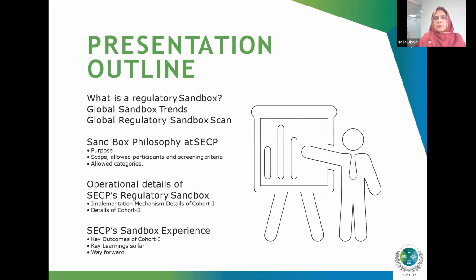Then we'll move to the operational details of the SECP regulatory sandbox. When I say the operational details, that is what happened in the first cohort, whom we have allowed in the second cohort, what are the business models that are being tested there. And finally, the SECP sandbox experience: the results we have seen as a result of the cohort 1 sandbox applicants, and so far their outcomes, what is the way forward, what we have learned from the sandbox cohort 1, and how we have improved cohort 2, and what we see in the future. So I'll try to move on each item line by line.